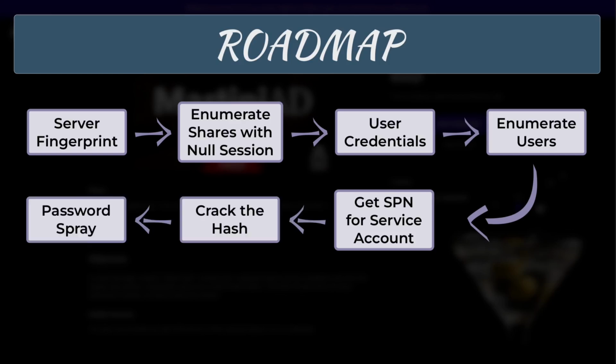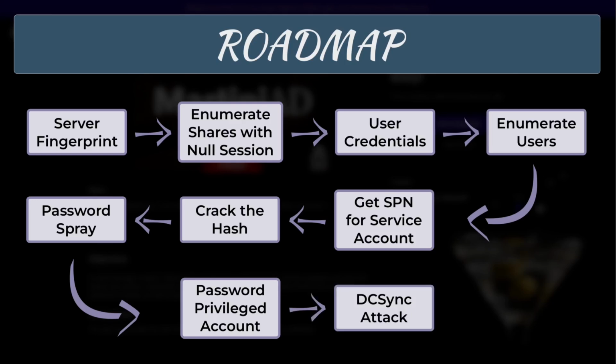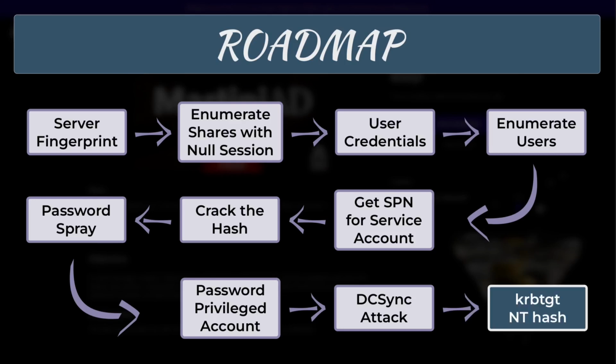I then reused the password on an account with a similar name and connected to the box via Evil-WinRM, where I found that the account was indeed a domain administrator account. Since the goal of the box was to get the NT hash for the krbtgt account, I did a DCSync attack and got the hash. So let me show you how I did it. Take some notes and let's begin.